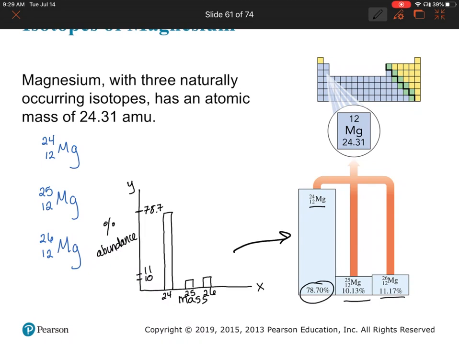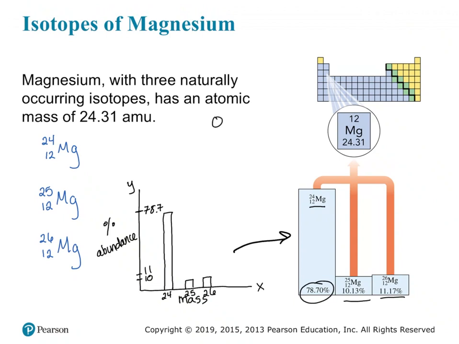So let's say we just had a sample of magnesium atoms, and if we could zoom in on all of those atoms, about 78.7% of those atoms would have a mass of 24, or 12 neutrons. And then about 10% of those atoms would have a mass of 25, or 13 neutrons. And then the last remaining 11% would have a mass of 26, or 14 neutrons.